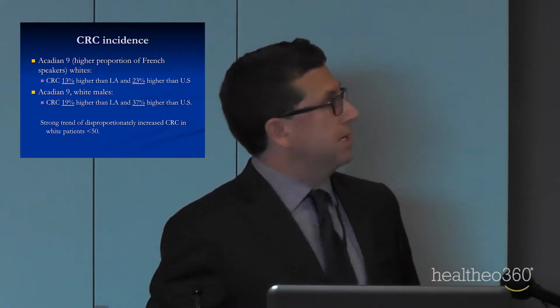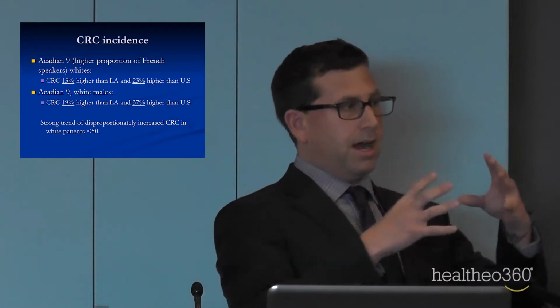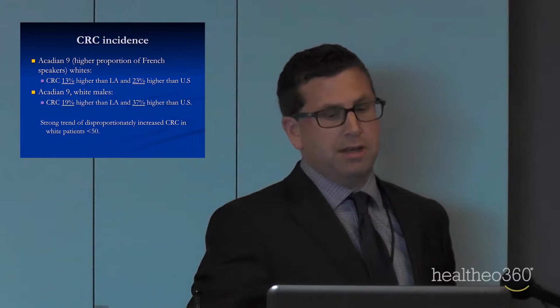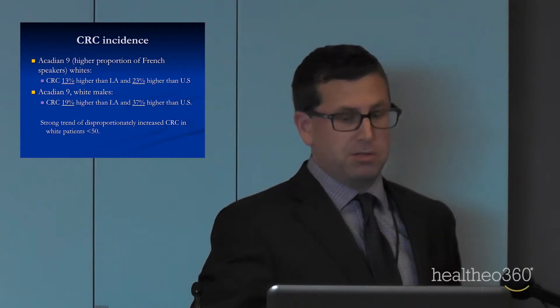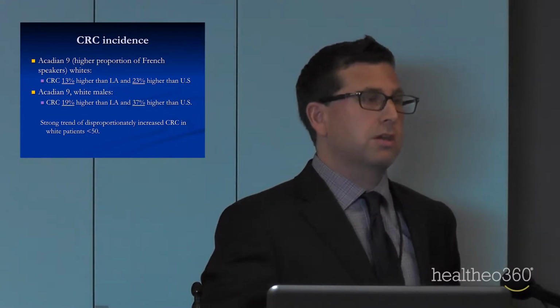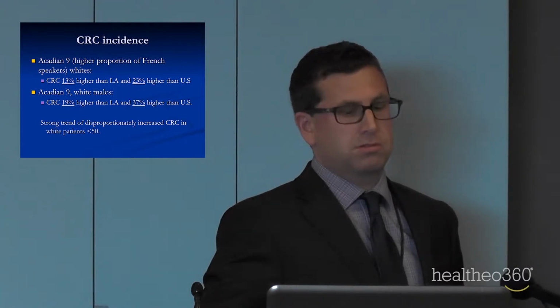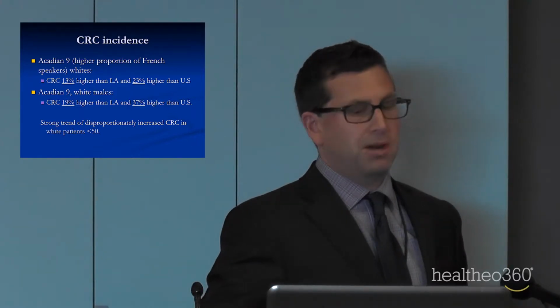So the bottom line is that when we did this study, we found that in the Acadian 9, the highly concentrated French area, colorectal cancer rates were 13% higher than Louisiana and 23% higher than the US. And that was in whites. And then in white males, it was 19% higher than Louisiana and 37% higher than the US. We found very, very high rates of colorectal cancer in this region. And Louisiana already has the 3rd highest rate of colorectal cancer in the United States, so this 20% increase was statistically significant and obviously of public health concern.